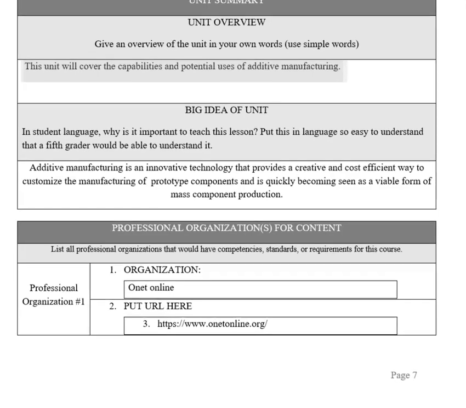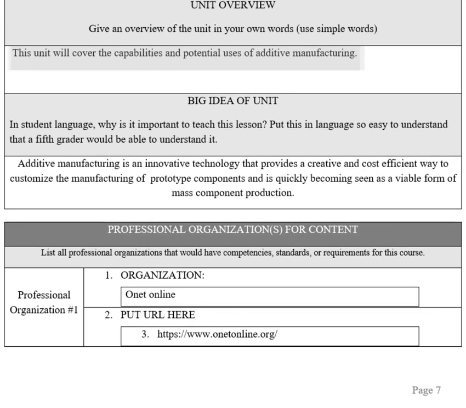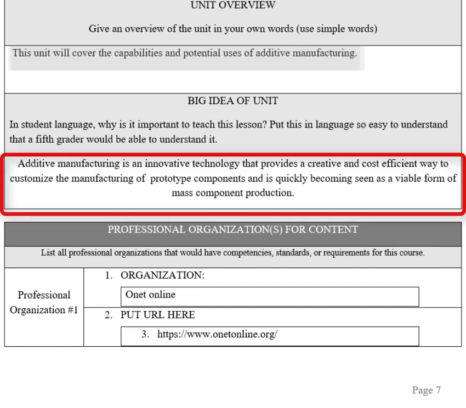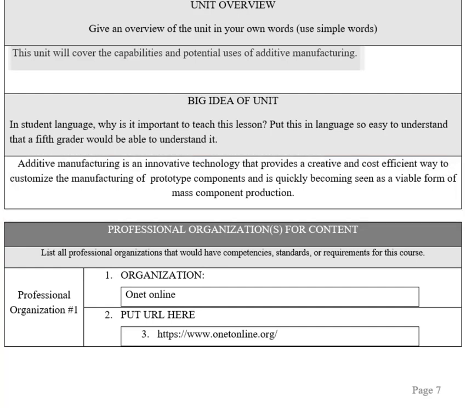Okay, my example here is about why the course, it's almost like a marketing tool. Why would you want to take this course, and what are you going to benefit from taking this course? So additive manufacturing is an innovative technology that provides a creative and cost-efficient way to customize the manufacturing of prototype components, and is quickly becoming seen as a viable form of mass component production. All right, so there's a future to this. So that's what the big idea is.